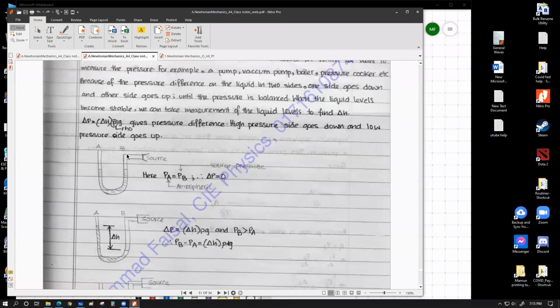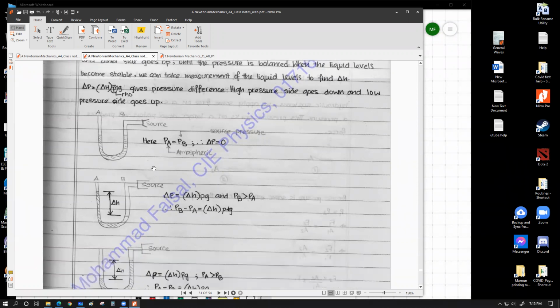they are both open to the atmosphere, the two liquid levels are exactly at the same level. So the delta H is 0, basically means pressure on side A equals to pressure on side B, or delta P equals to 0. Source pressure and atmospheric pressure are equal. It is a typical case if we don't connect anything over here.